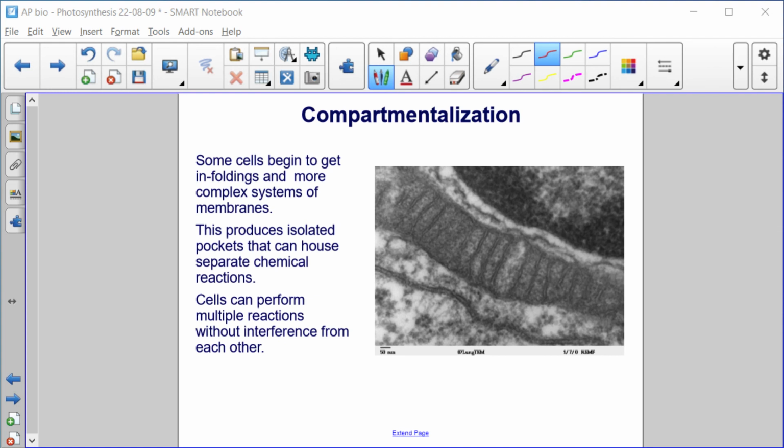Finally, compartmentalization. Some cells begin to get infoldings and more complex systems of membranes. This produces isolated pockets that can house separate chemical reactions. Cells can perform multiple reactions without interference from each other.